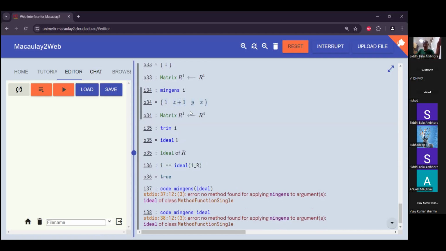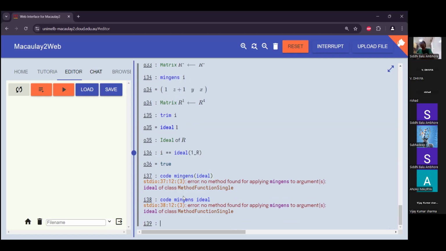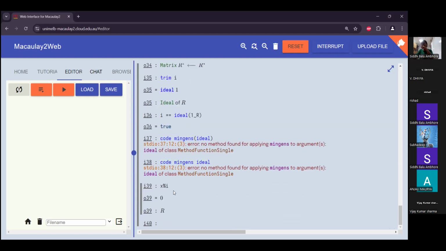But it should ideally have said just one, instead of showing it like this. Is this okay for now? And this is something I wanted to show: when I check whether x is an element of the ideal I or not, it shows me 0.